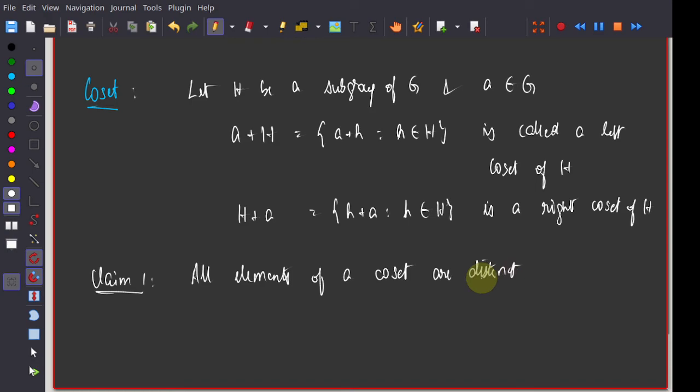So why do I need this particular property? I need this property because I want to know whether all cosets of a given subgroup have the same size or not. Are there some cosets which are bigger and some cosets which are smaller for a given subgroup? And the claim is that all the elements of a coset are distinct, which must mean that the number of elements in every coset is always the same.